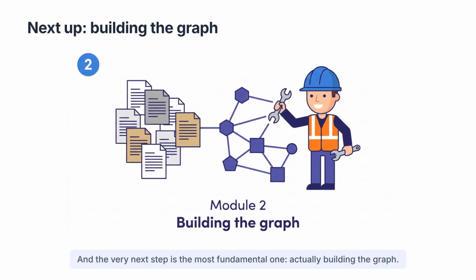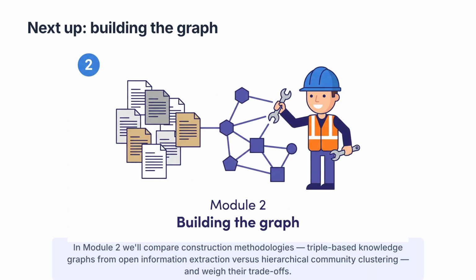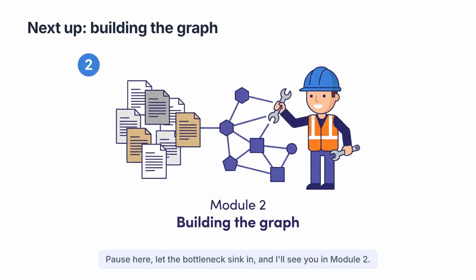And the very next step is the most fundamental one, actually building the graph. In Module 2, we'll compare construction methodologies, triple-based knowledge graphs from open information extraction versus hierarchical community clustering, and weigh their trade-offs. Pause here, let the bottleneck sink in, and I'll see you in Module 2.